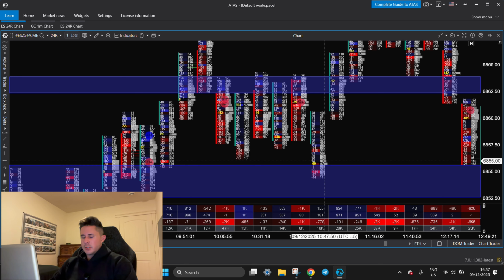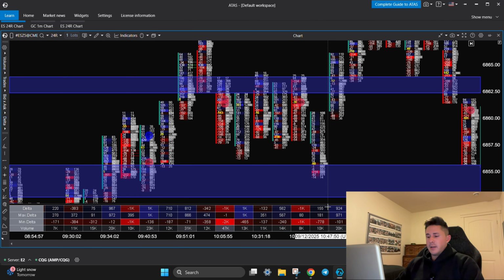Now price reaches your zone here. For you to buy, you want to see trap sellers and aggressive buyers. And you can also look at those numbers. I like looking at those numbers. I do find them extremely relevant. I like to compare the final delta to either the minimum delta or the maximum delta.